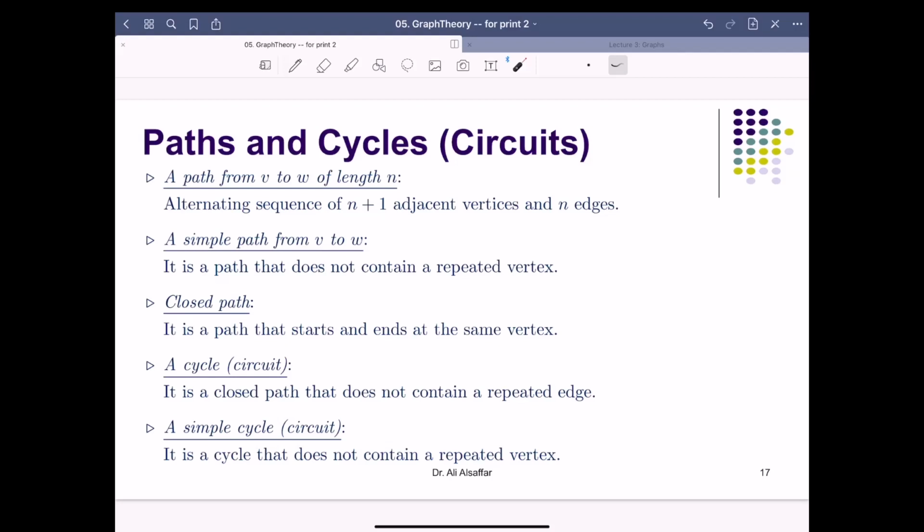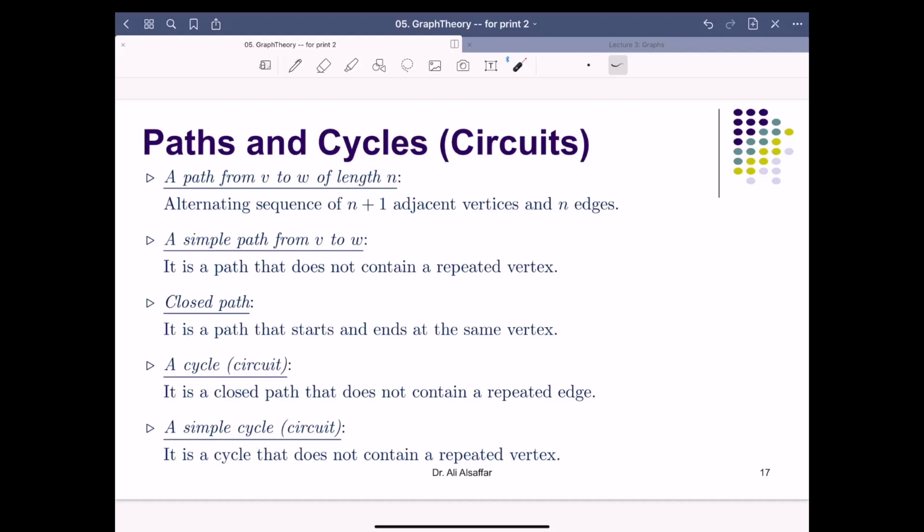We will start with paths. Now, a path is basically an alternating sequence of adjacent vertices between two vertices V and W. If this is the source and this is the destination, so how to go over the graph by alternating vertices from the source to the destination. So if you are visiting n edges, if you are counting the edges from V to W, then the number of vertices will be equal to n plus 1.